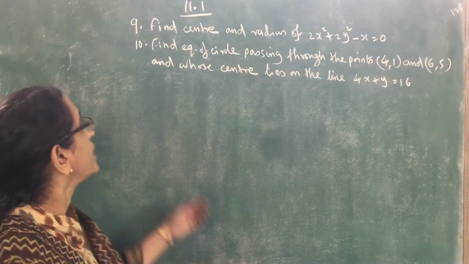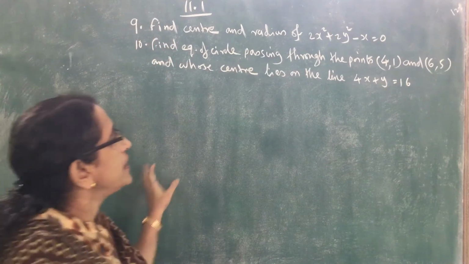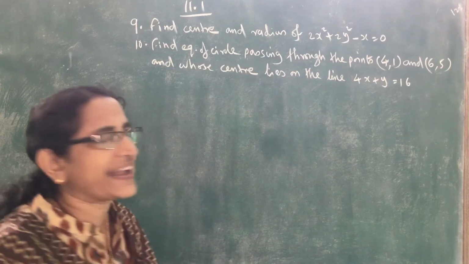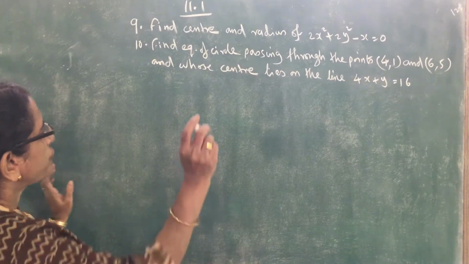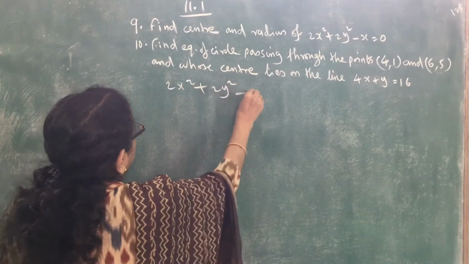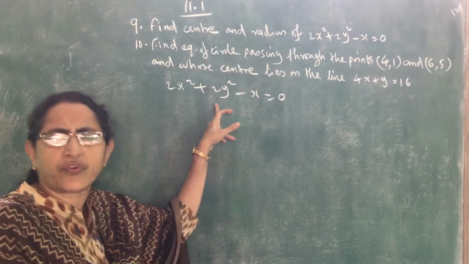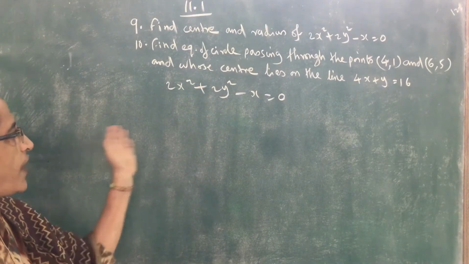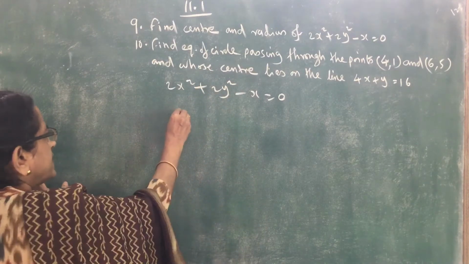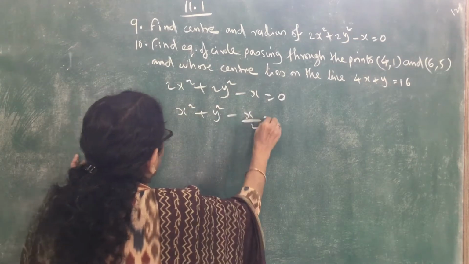Exercise 11.1, ninth one. Find the center and radius of the circle 2x square plus 2y square minus x equal to 0. So to find the center and radius, first we have to write it so that the coefficient of x square and coefficient of y square should be 1. So divide the equation by 2. So we get x square plus y square minus x by 2 equal to 0.